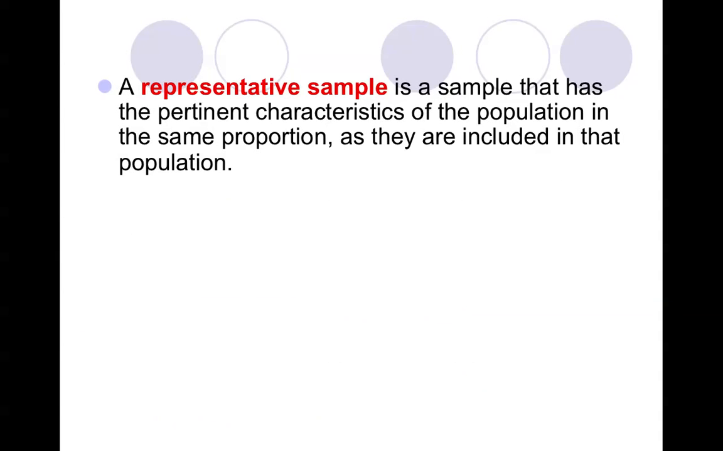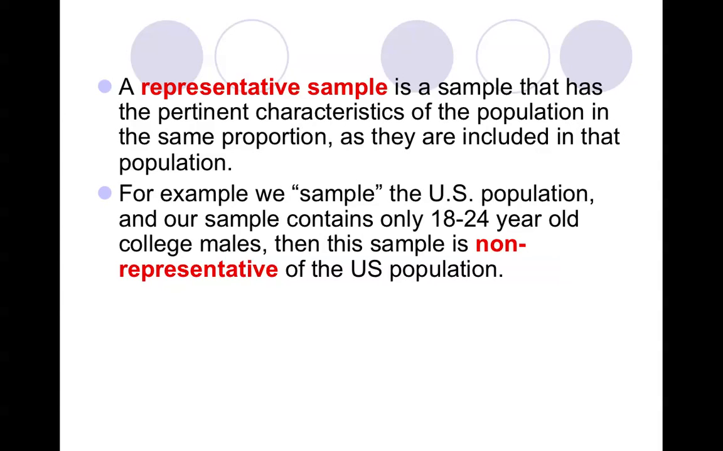A representative sample is a sample that has the pertinent characteristics of the population in the same proportion as they are included in that population. So for example, let's suppose that our population is the entire U.S. population. And then we take a sample of this entire U.S. population, but our sample only contains 18 to 24-year-old college students who are only male. Well, that sample is non-representative of the entire U.S. population because we're not sampling both genders, we're not sampling all age groups, and we're not sampling people who don't go to college.